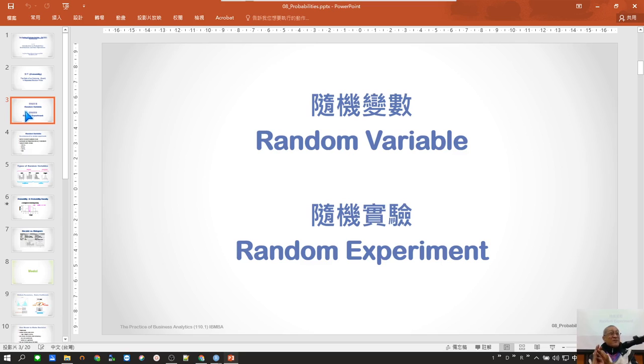When a customer comes into your store, she could buy A, she could buy B, she could buy C, or she might not buy anything at all. So that is called a categorical outcome. Customer comes in, he might buy anything on the shelf. And if he only buys one thing, then there is a probability. So that type of outcome is categorical.